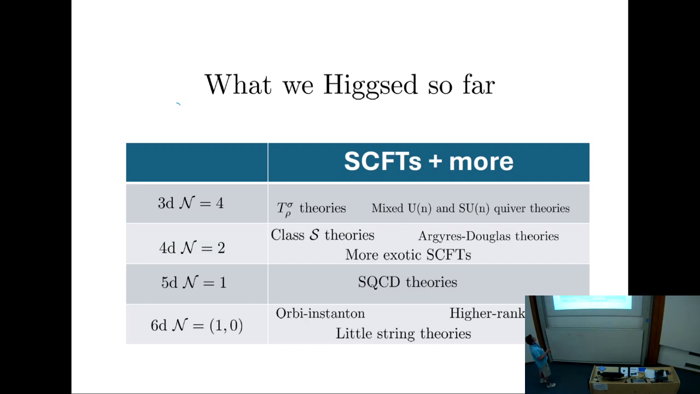So yeah, in the end we Higgsed many different theories in 3, 4, 5, but also in 6 dimensions, like orbi-instanton, higher rank E-string theories, or little string theories. But we Higgsed a lot of stuff.